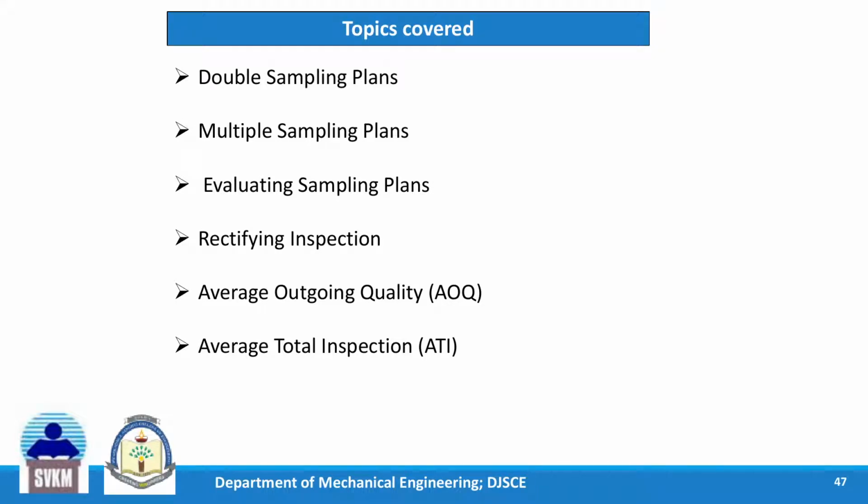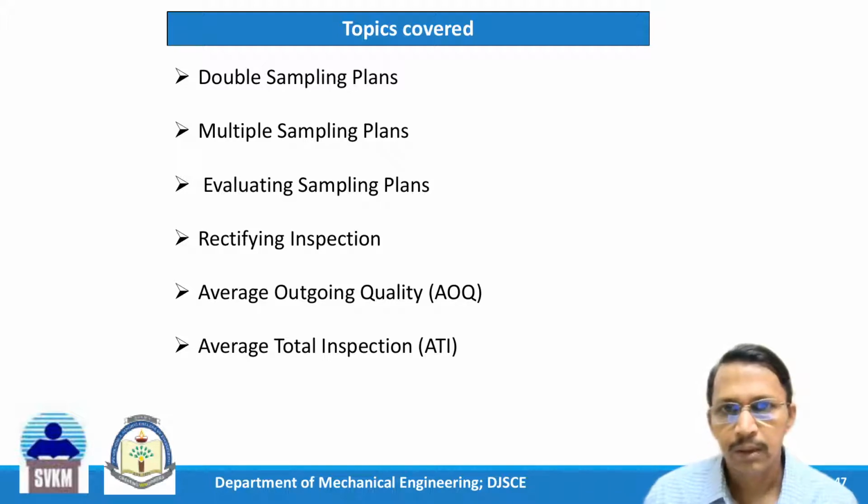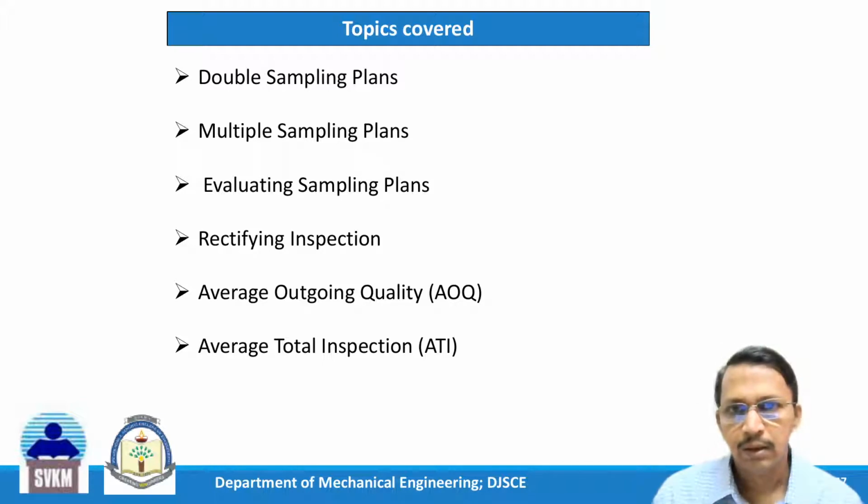The topics that would be covered in this session are double sampling plans, multiple sampling plans, evaluating sampling plans, rectifying inspection, average outgoing quality, average total inspection.